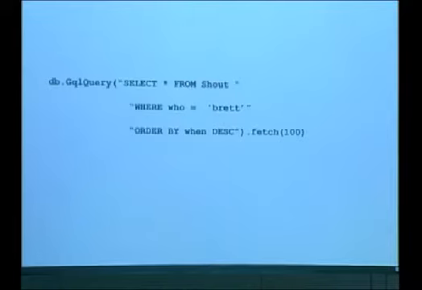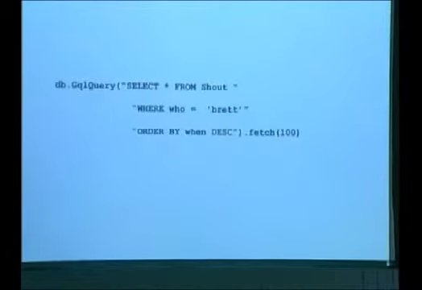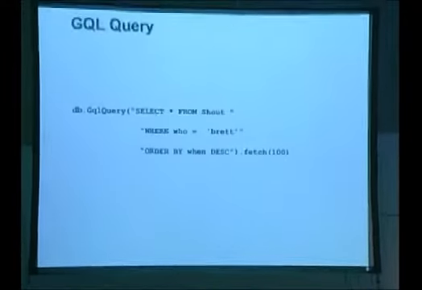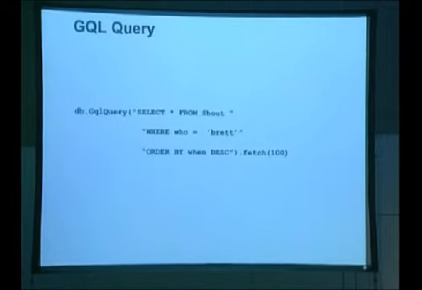Here's an example query over the data store. While we do not use an SQL database, we created something called GQL, which stands for Google Query Language, which is a limited subset of SQL to make it easier for SQL developers to query over the data store. In this query, we're fetching 100 shout entities, matching by the Brett property. So we're trying to get shouts made by Brett, and we're ordering by the time they were made.